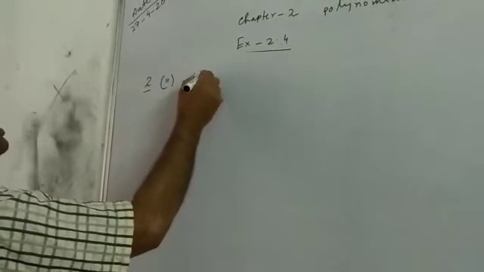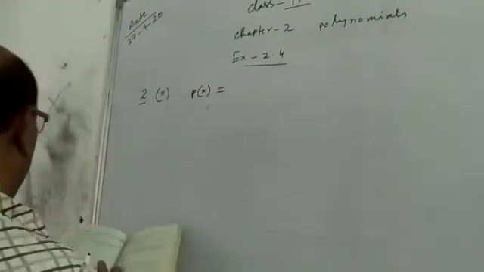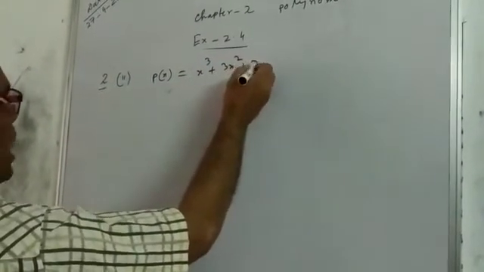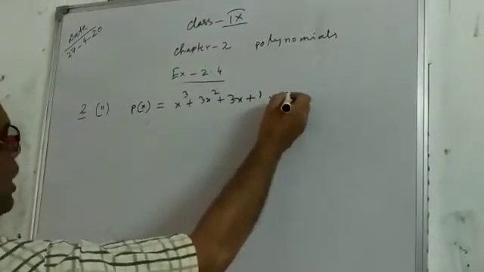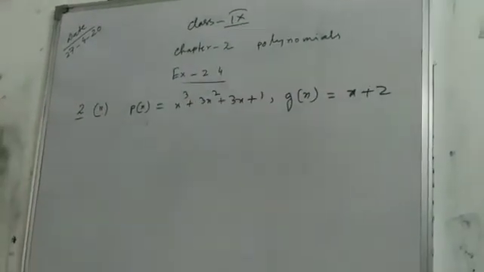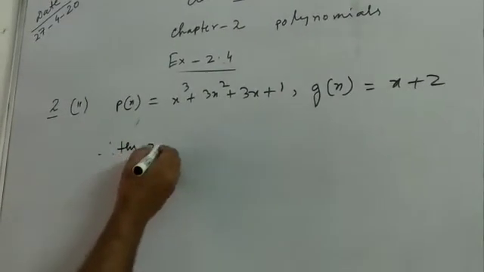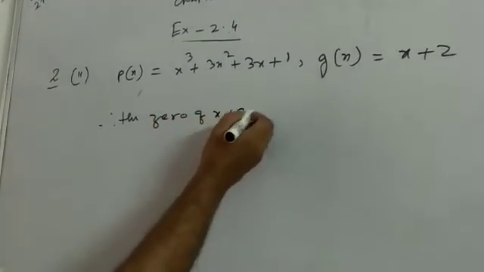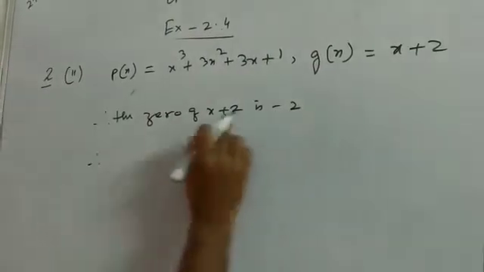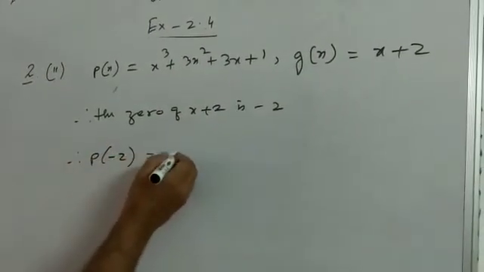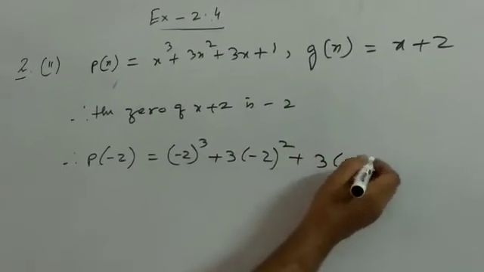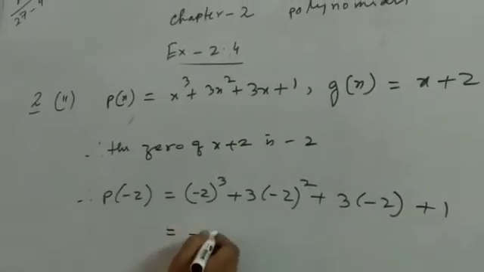Now question number 2, part 2. p(x) is equal to x cube plus 3x square plus 3x plus 1, and g(x) is equal to x plus 2. Okay, so you write the zero of x plus 2 is minus 2. Now we find the value of this polynomial at x equal to minus 2. So p(minus 2) is minus 2 whole cube, 3 into minus 2 whole square, 3 into minus 2 plus 1.